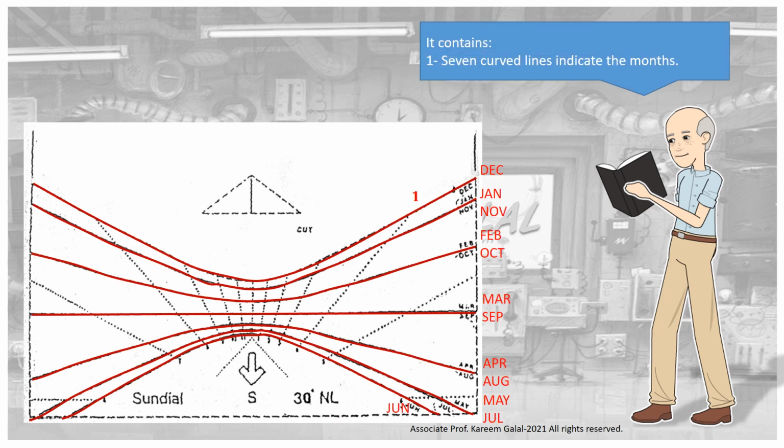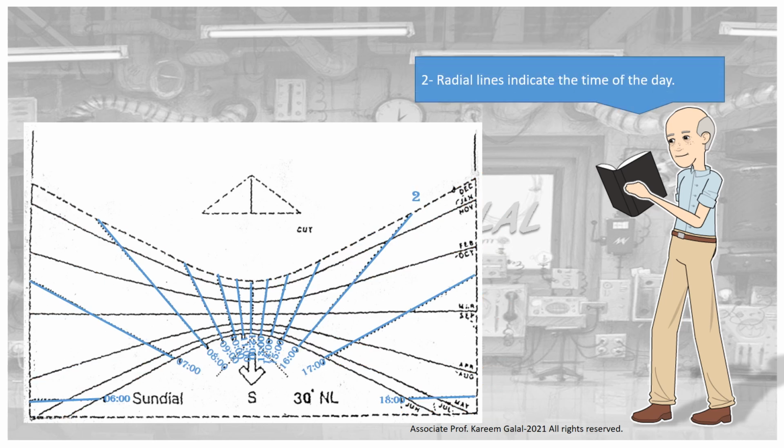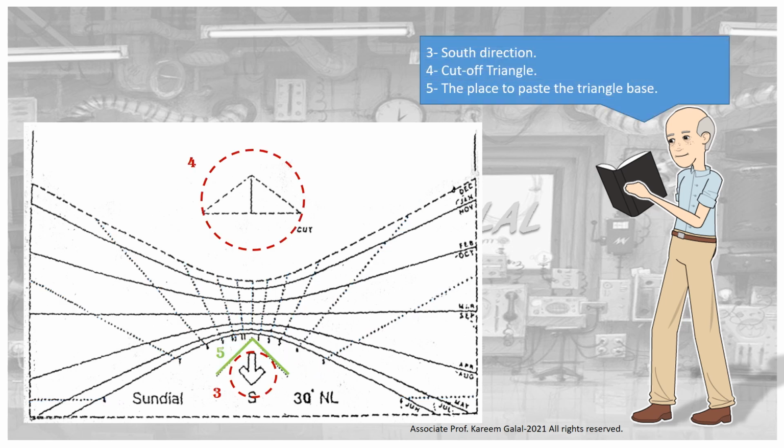It contains 7 curved lines that indicate the months. Radial lines indicate the time of the day. South direction. Cut off triangle. The place to paste the triangle base.